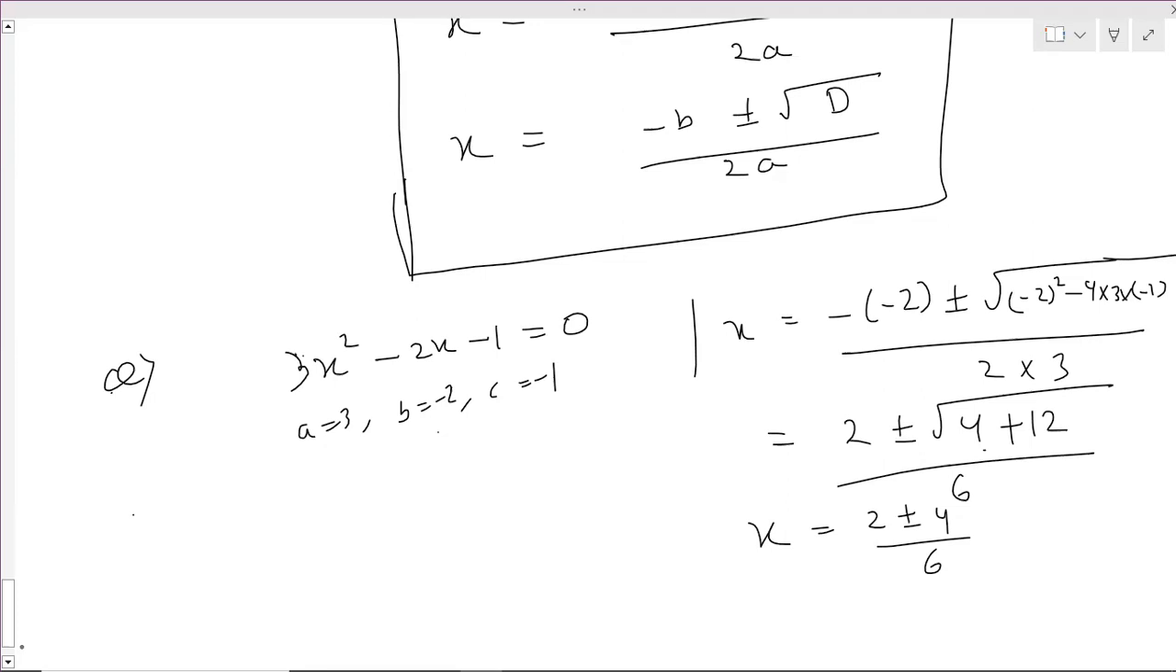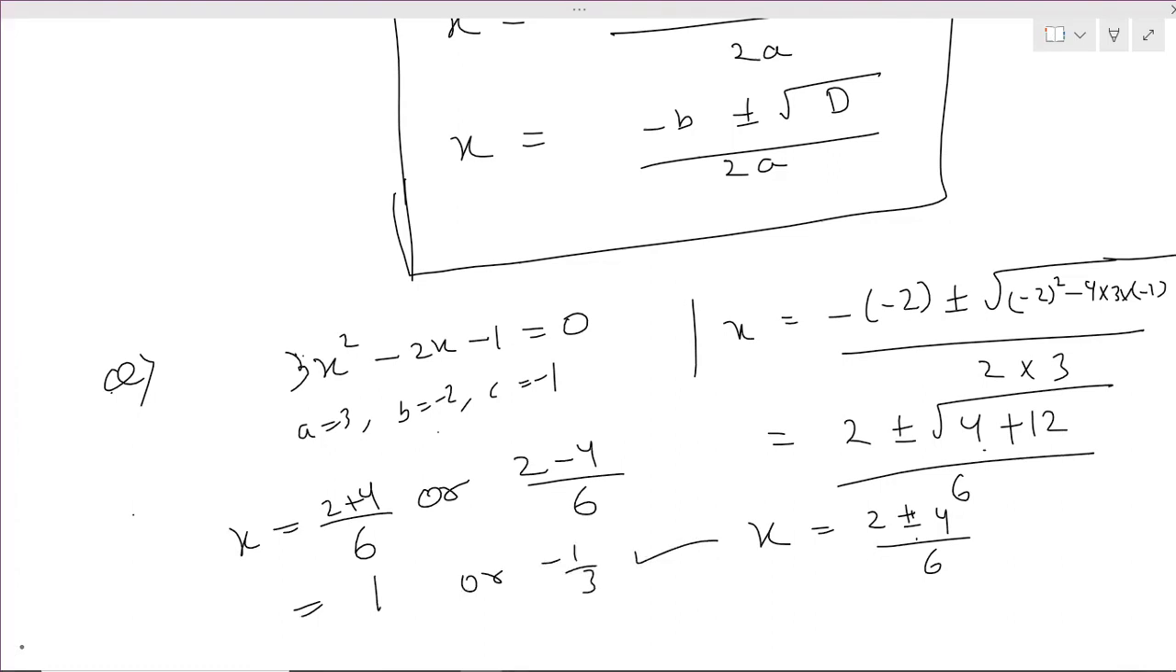Now I told you we'll get two roots. So once you take the plus sign, x is 2 plus 4 by 6, or 2 minus 4 by 6. Plus minus means that. Clear? So 2 plus 4 over 6 is 1, or minus 1 by 3.